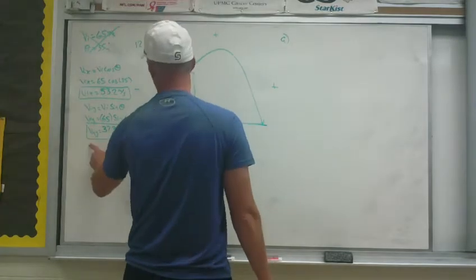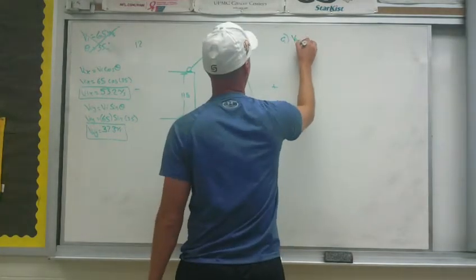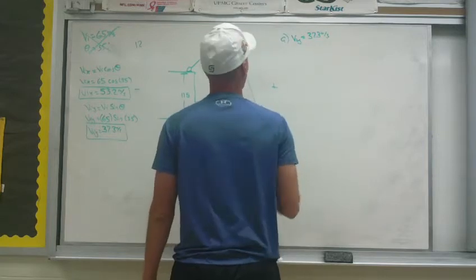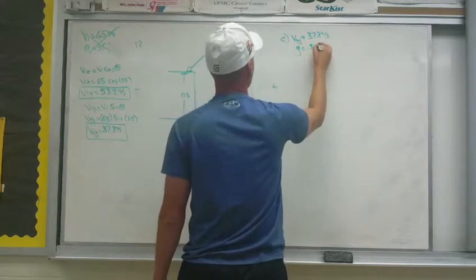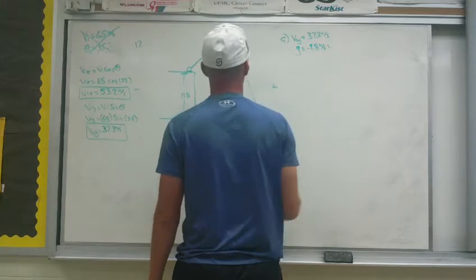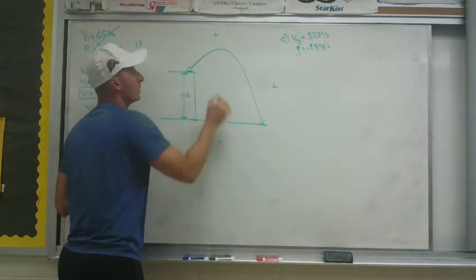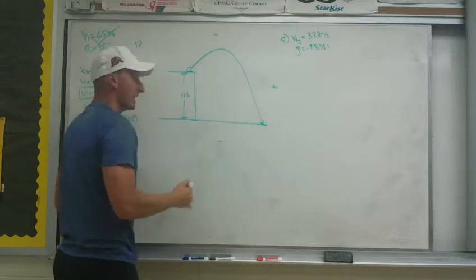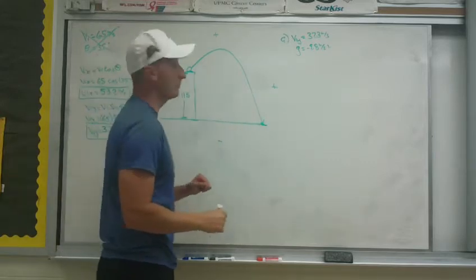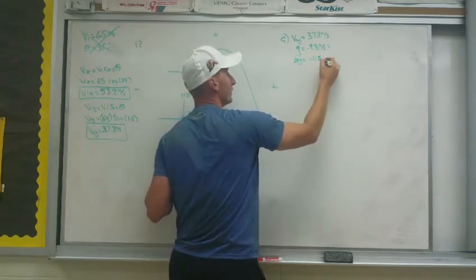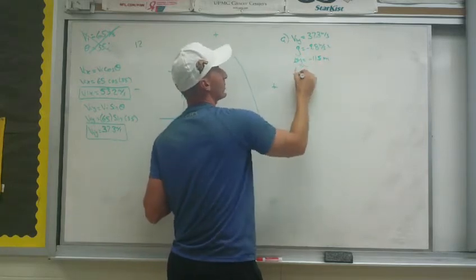So I know VIY is, it's launched at 37.3 meters per second. I know gravity is negative 9.8 meters per second squared. I know from here to here, right, that's where it lands, it goes down 115 meters. So I go delta y is negative 115 meters. I want to solve for time.